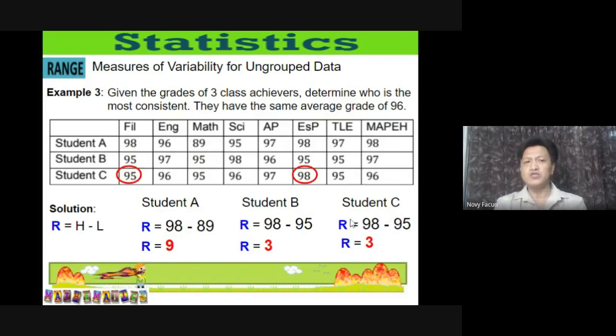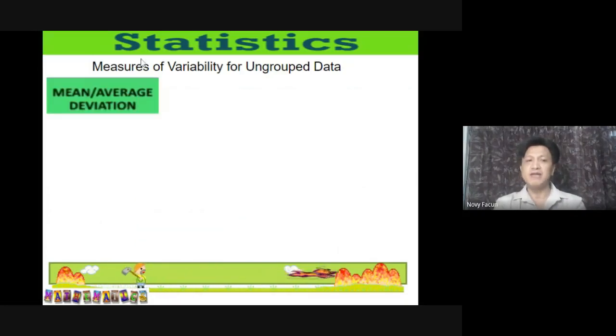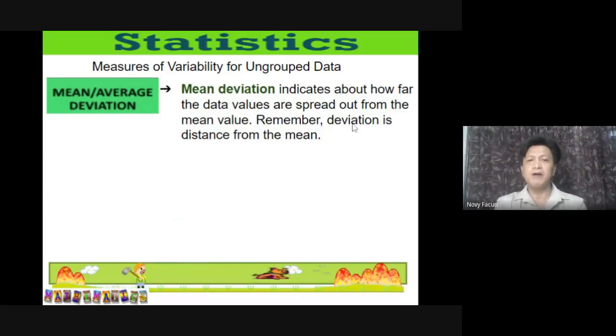So, dito ngayon papasok yung tinatawag nating mean deviation or average deviation to determine who is the most consistent between the two of them. Yun yung ibig sabihin ng paraan natin para ma-determine. But before that, let's define muna pag sinabi natin mean or average deviation. This indicates about how far the data values are spread out from the mean value. Remember, deviation is the distance from the mean. Kaya nga, alamin muna natin yung mean deviation nila.